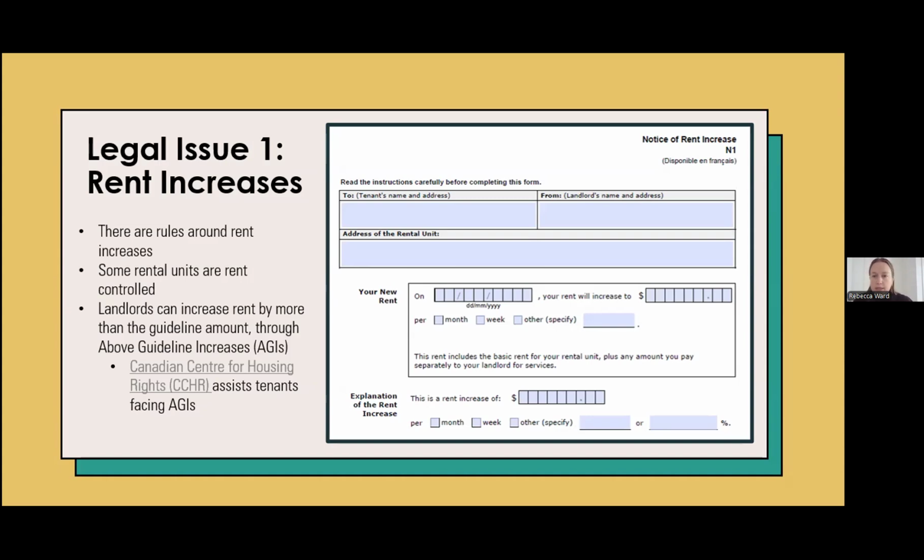The image that I have on the screen is an N1, a notice of rent increase. And this is the document that tenants receive when their landlord is planning to increase their rent. It has to have all of the correct information on it. It has to have the correct date that the rent increase will take effect. And like I said, it has to be at least 90 days in the future. And then it will have a breakdown of what the new rent will be and what the percentage increase will be. And then I wasn't able to fit it on the screen, but further down on the sheet, it talks about whether the increase is an above guideline increase or not. And so if the tenant is wondering, why is my landlord increasing my rent by 4%? I thought the guideline was only 2.1%. It could be because the landlord has applied to the board for an above guideline increase.